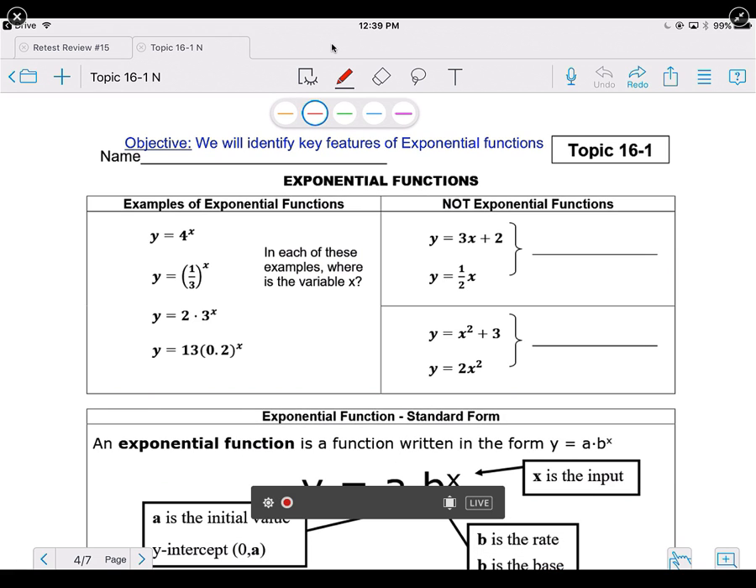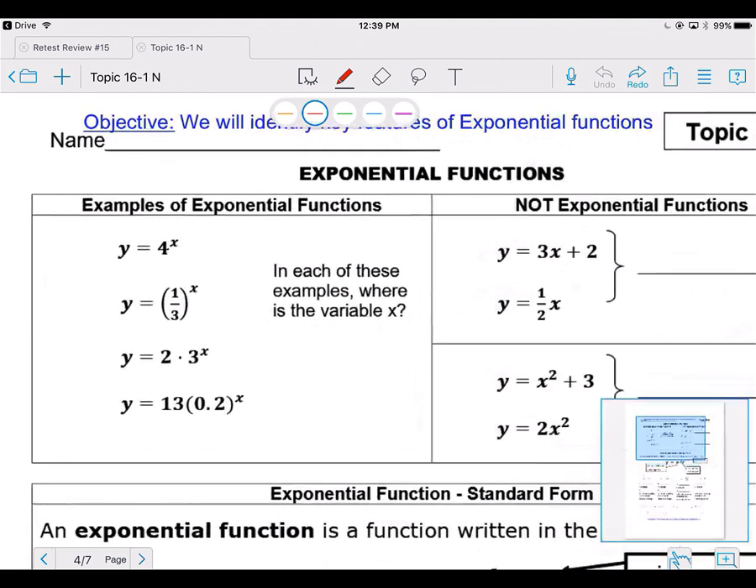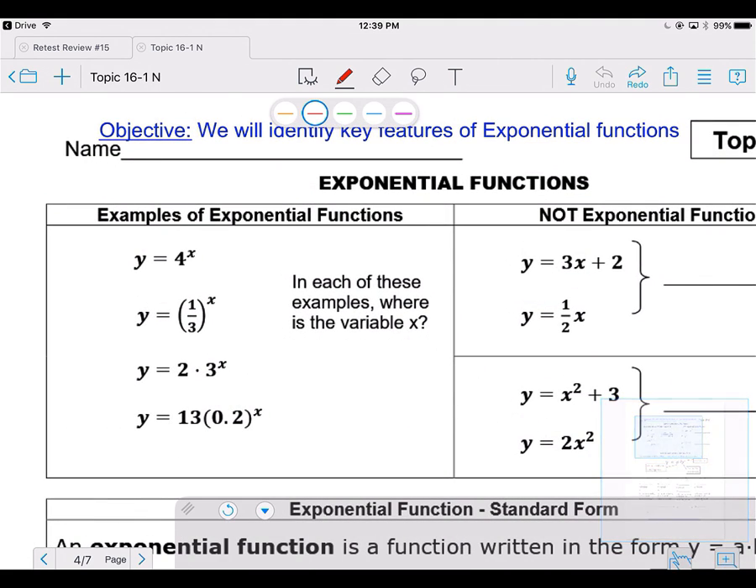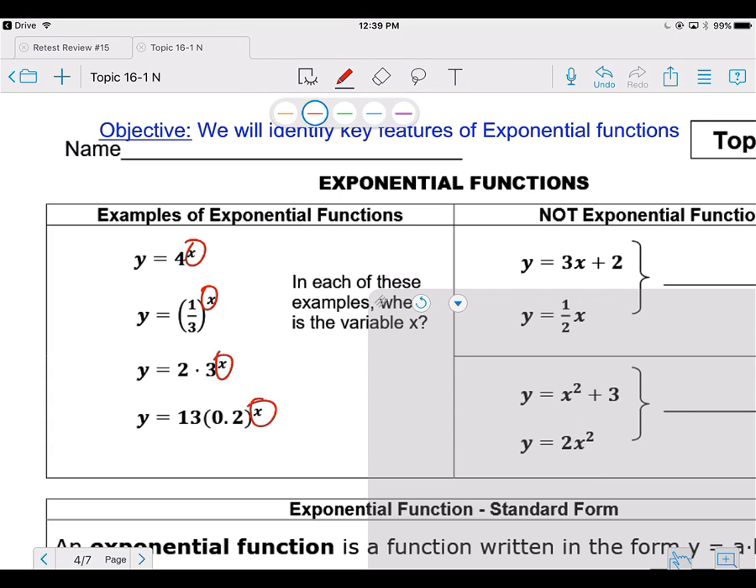This video covers topic 16.1 over exponential functions. This is day 1 of this new unit. So we have examples of exponential functions here on the left side, and if you notice, in each of these examples, the x is in the exponent. So that's how we can determine that these are going to be exponential functions.